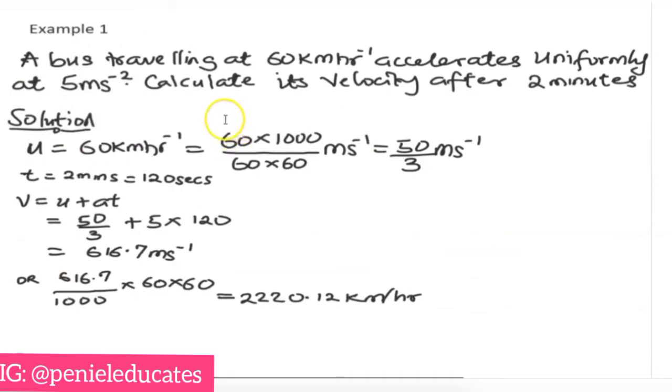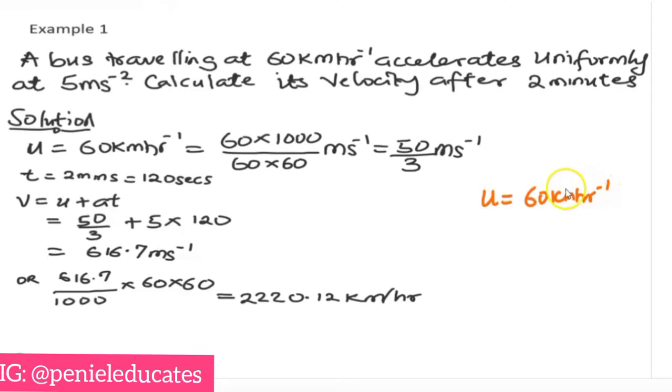Also, let's look at these examples. We have a bus traveling at 60 kilometers per hour, accelerating uniformly at 5 meters per second squared. Calculate its final velocity after 2 minutes. If a bus is traveling at 60 kilometers per hour, it means the initial velocity of the bus is 60 kilometers per hour.